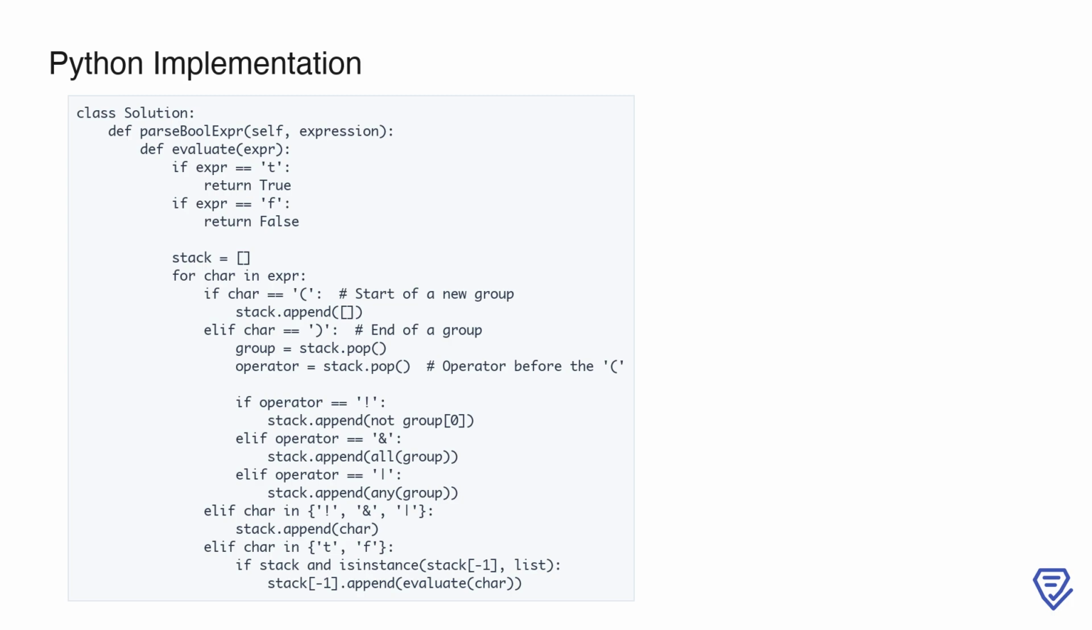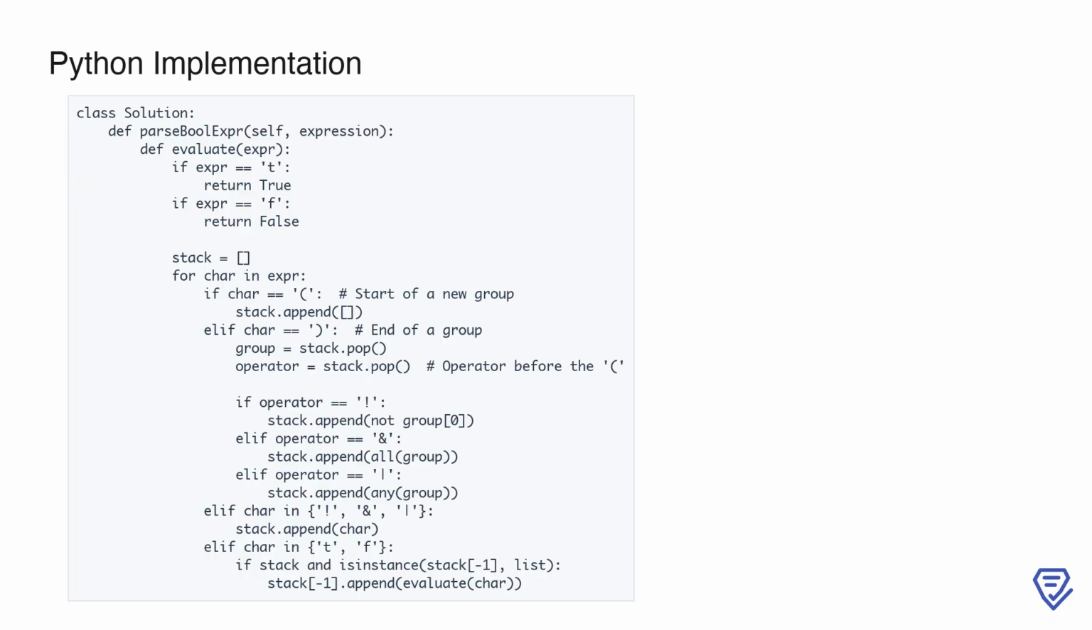As we iterate over each character in the string, an opening parenthesis indicates the start of a new group, so we append an empty list to the stack to represent this group. Conversely, when encountering a closing parenthesis, it marks the end of a group. At this point, we pop the group from the stack, as well as the operator that precedes it, and apply the operator to the group's values. Depending on whether the operator is for not, and for and, or for or, we evaluate the group accordingly and push the resulting value back onto the stack.